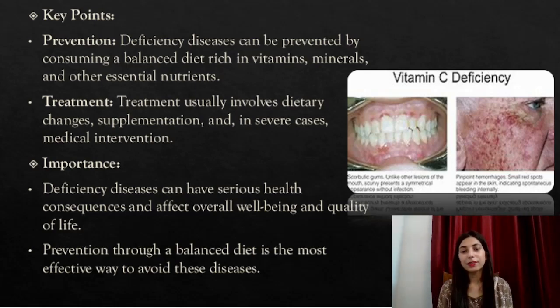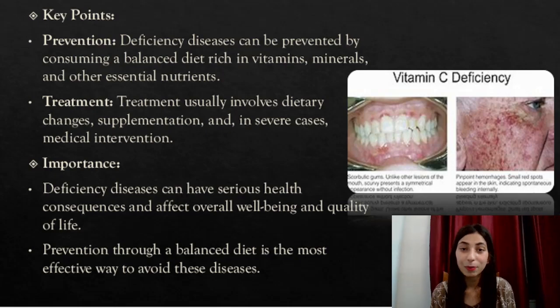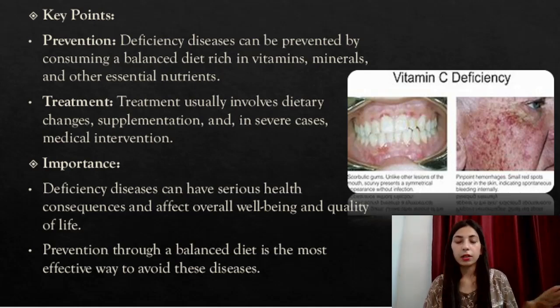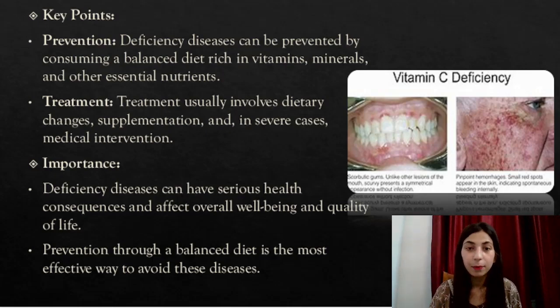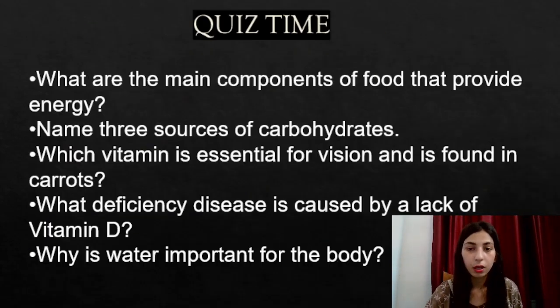In severe cases, you also have to take medical intervention. The importance is that deficiency diseases can have serious health consequences, and they can affect your overall well-being and quality of life. So make sure you are preventing them through a balanced diet, which is the most effective way. Just have a good diet which contains all the nutrients in the proper proportions.